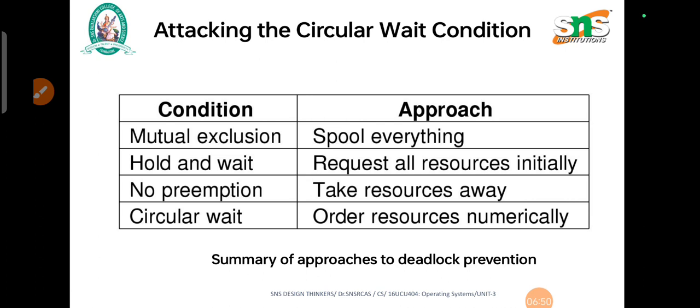If the condition is mutual exclusion, the approach is to spool everything. If the condition is hold and wait, you have to request all the resources initially. If the condition is no preemption, you have to take the resources away. If the condition is circular wait, you have to order the resources numerically. So this is a summary of approaches to deadlock prevention.